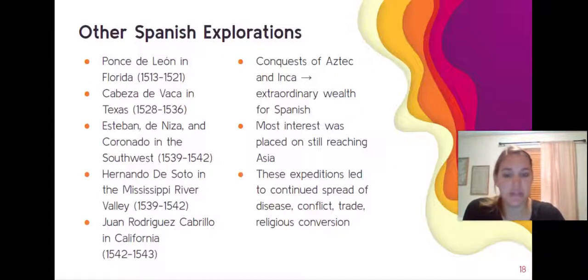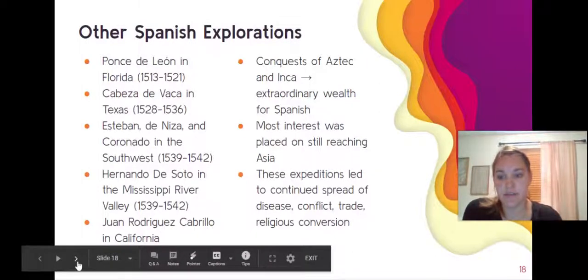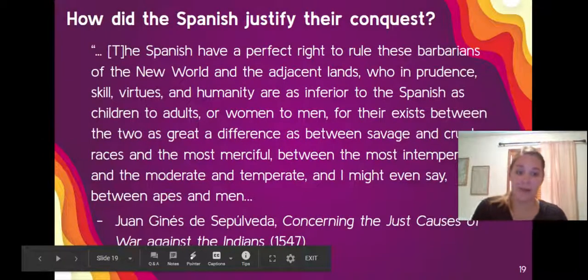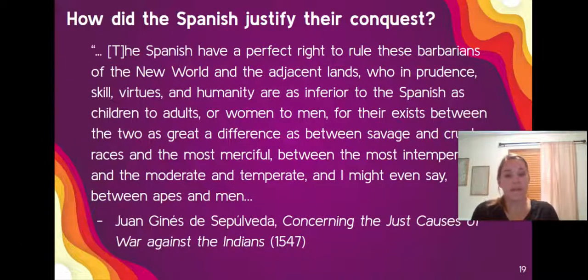And so, although these expeditions were not as important, they did continue to fuel the spread of disease, conflict, trade, and religious conversions. So, these other explorations are notable in the fact that they did continue to spread these various things. So, the best way for us to look at how the Spanish justified their conquest is to actually read their writing, to look at the documents they left behind, to see how did they say it was right and honorable for them to subjugate the Aztec, to subjugate the Inca.